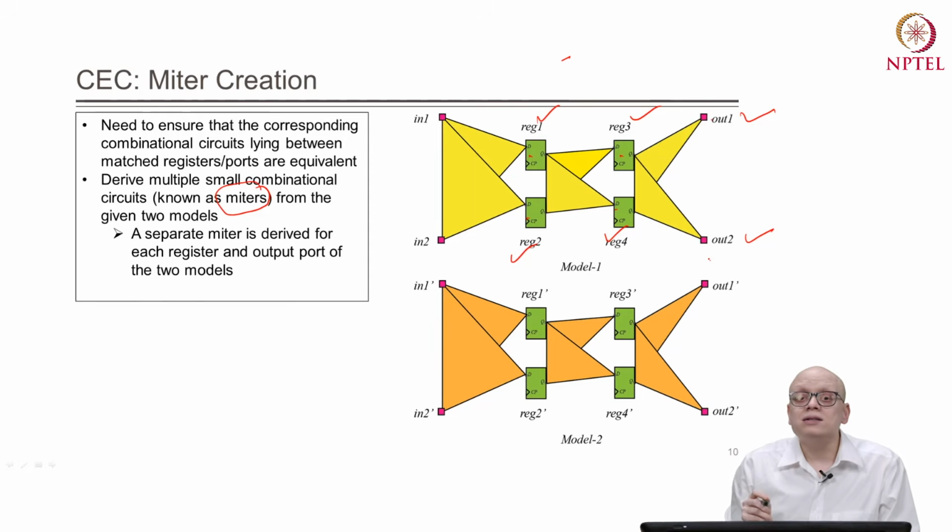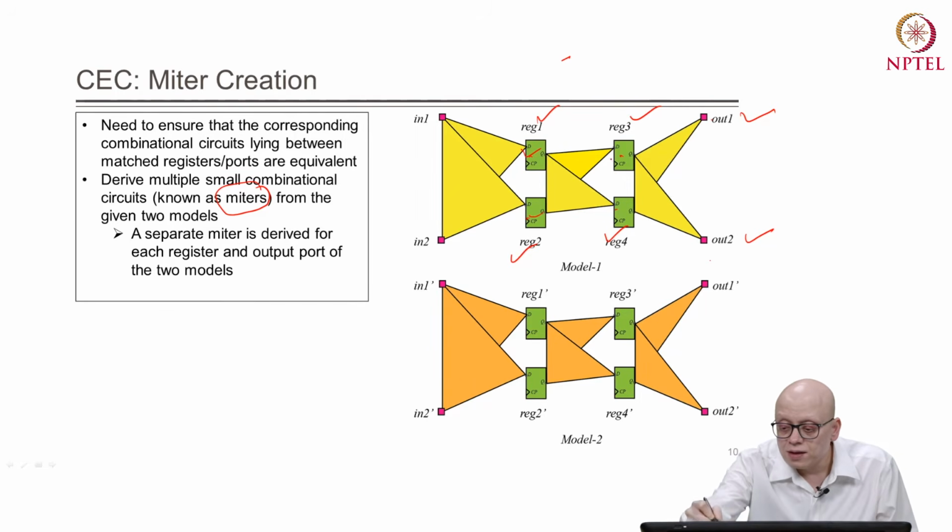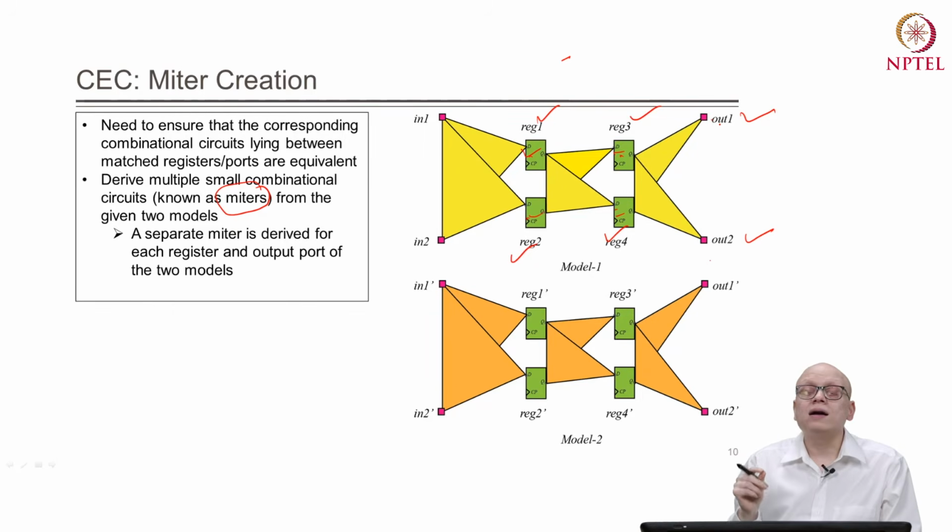These miters are created for each comparison point. The D pin of the flip flops and the output ports are considered as comparison points for the combinational equivalence checking.